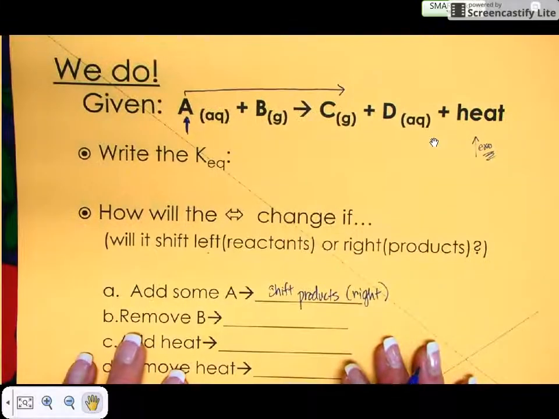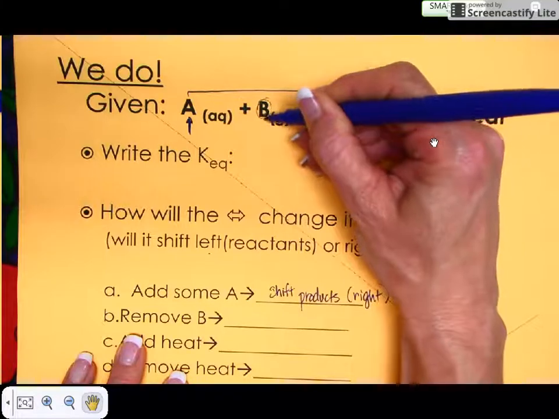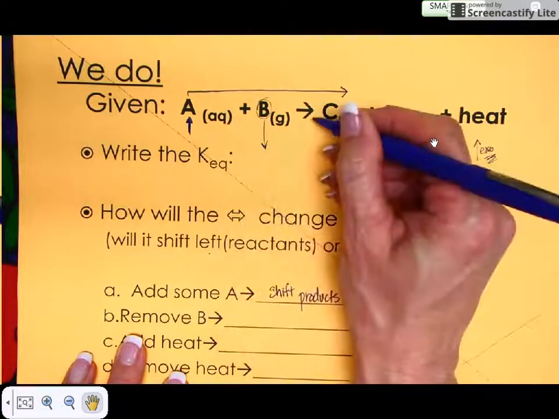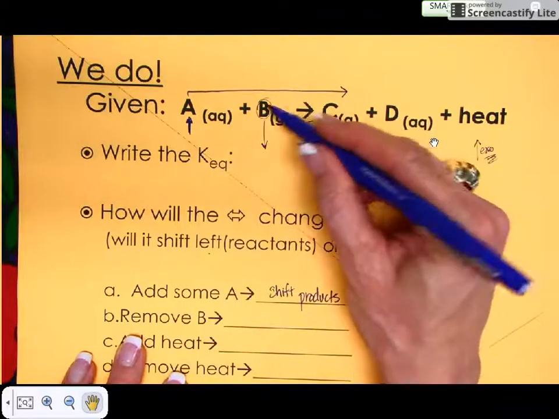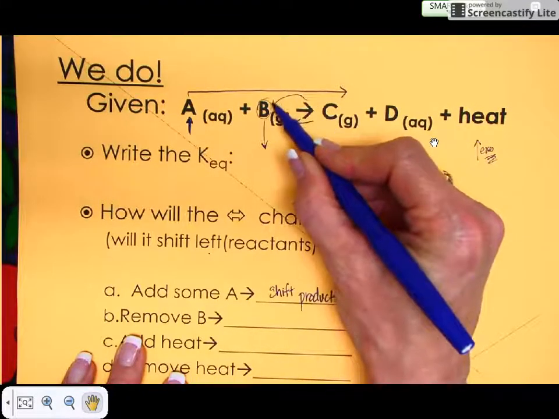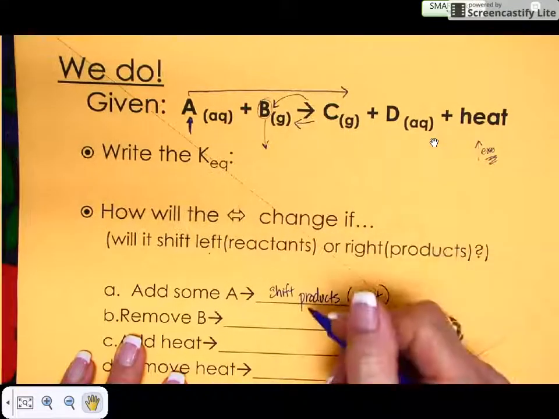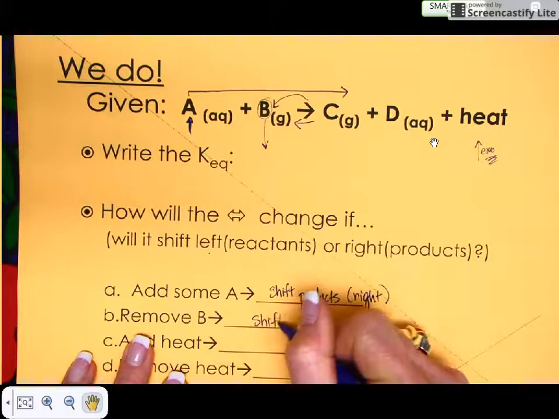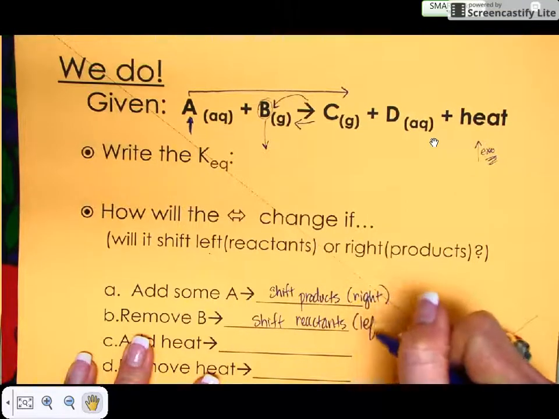The next choice says if you remove some B. Well, B is a gas, so if I come in here and I were to remove or take out the B, well, it was at equilibrium before I started, so it was balanced, it was very stable. So when I come in here and mess up this balance that it has, the system is going to shift and try to put it right back. So it's going to shift towards the removed component. So in this case, it's going to shift to the reactants or to the left.